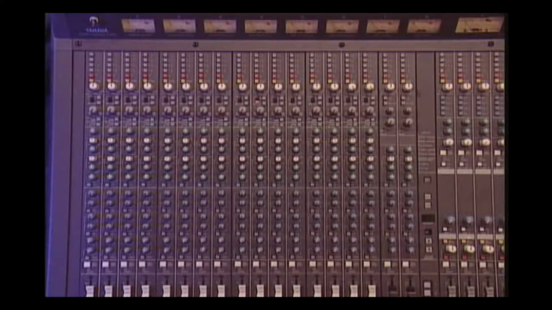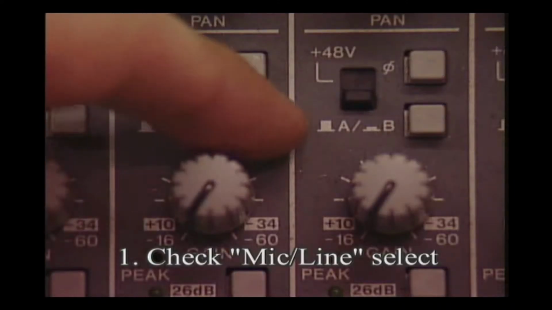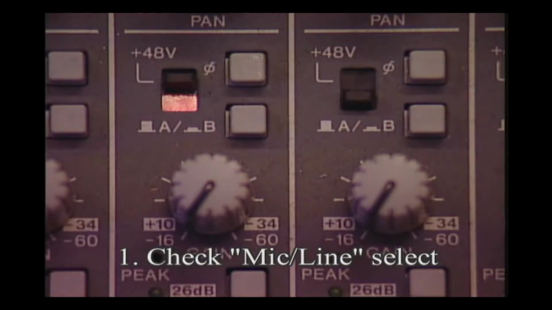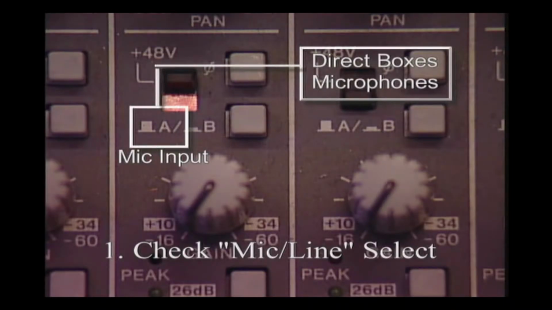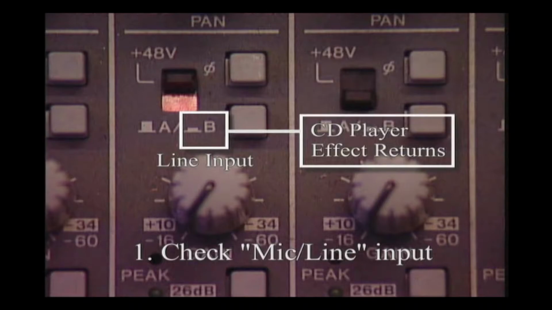Before starting a sound check, it's important to double check several key input channel settings. Let's go through them quickly. First, check the mic line select and make sure it's selected for the correct input. Remember, for direct boxes and microphones, use the mic select. For line level inputs such as CD players or effect returns, use the line select.